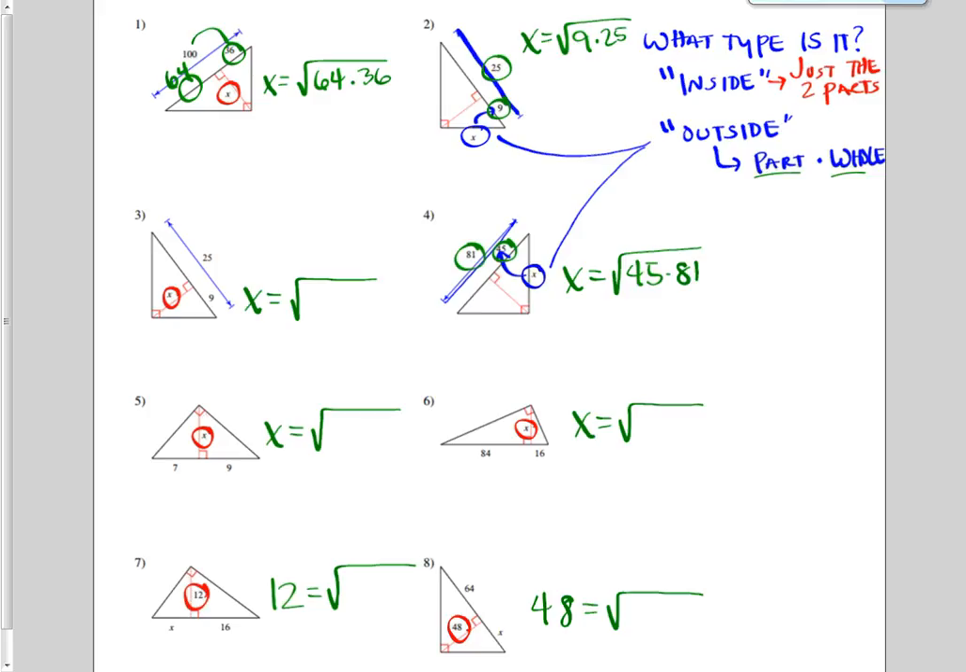For this one, 25 minus 9 gives me 16. So this would be 16 times 9. Over here it's already split up: 7 and 9. Over here it's already split up: 16 and X. This one's already split up: 64 and X. This one's already split up: 84 and 16. And so now it's just a matter of going through and solving all of these.